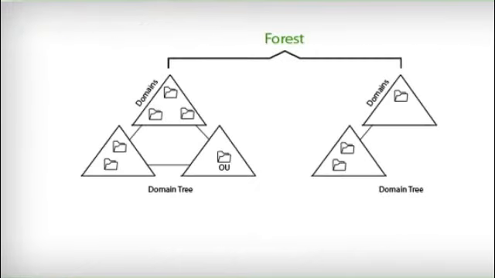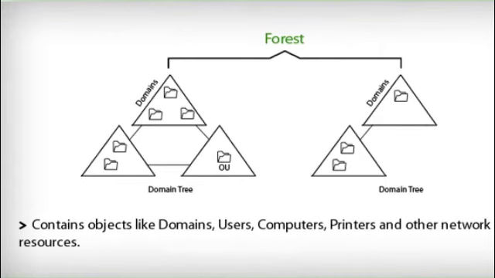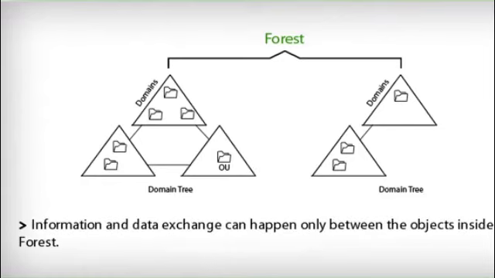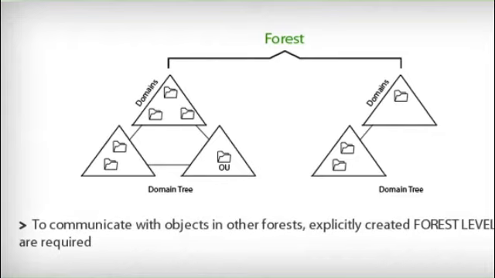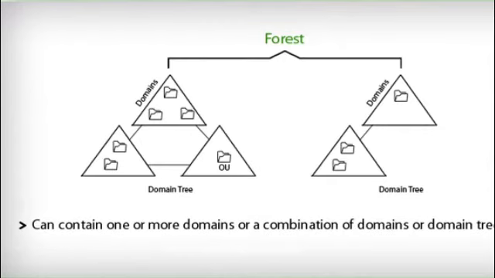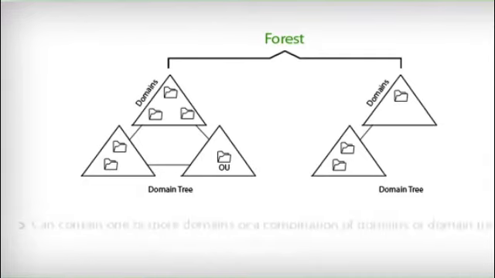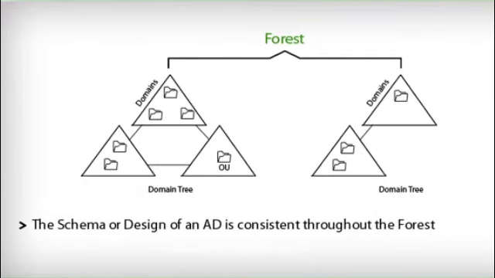Active Directory forest. It is the highest level of security boundary. A complete Active Directory instance contains objects like domains, users, computers, printers and other network resources. Information and data exchange can happen only between the objects inside a forest. To communicate with objects in other forests, explicitly created forest-level trusts are required. A forest can contain one or more domains, or a combination of domains, or domain trees. The schema or design of an AD is consistent throughout the forest.